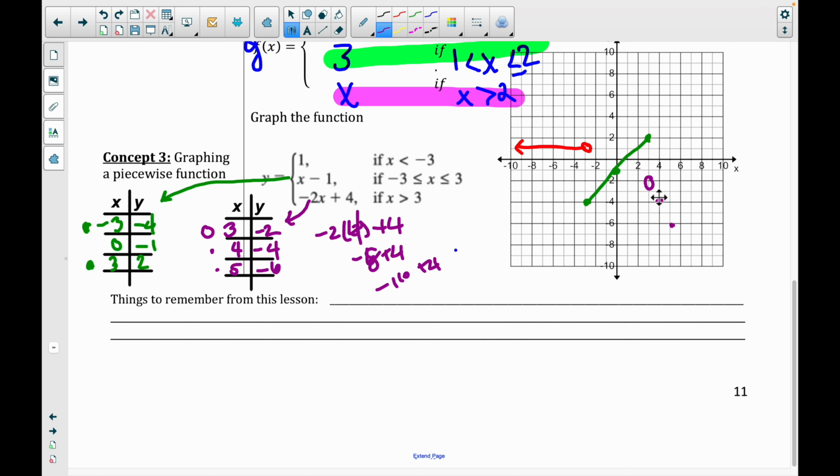And so now I can connect those points going down this way. And it goes forever because it says it's greater than, so it's going to go on forever there. So this is my piecewise function. I divided it up into the 3 parts. One of them I didn't need a table because it was just 1, but I had to do some erasing. The others I did a table, and I made sure I had my solid dot and open dot, and I did my graphing from there.